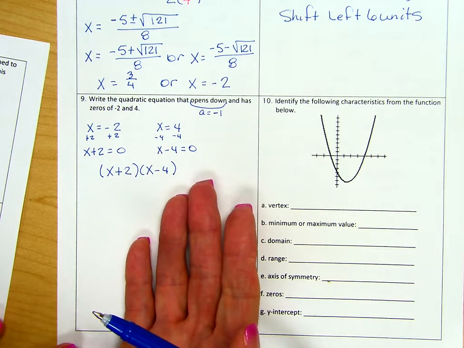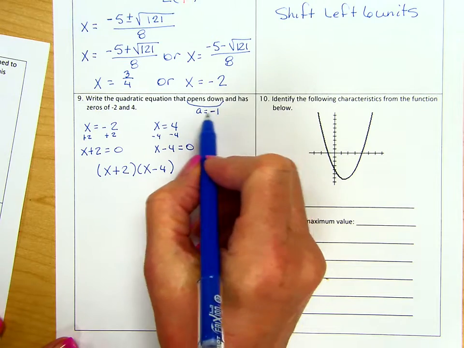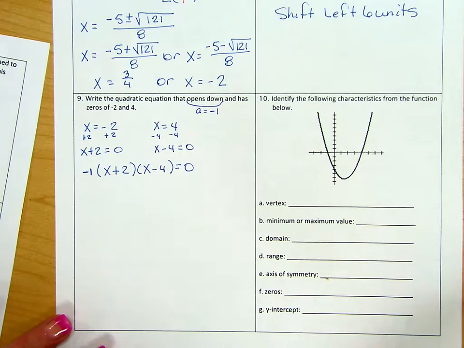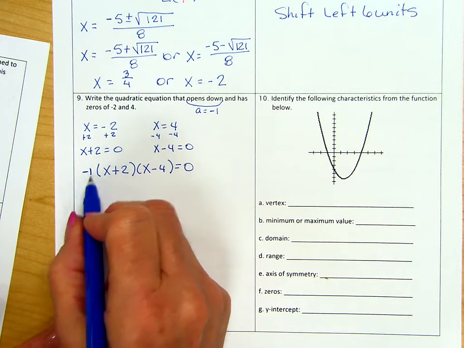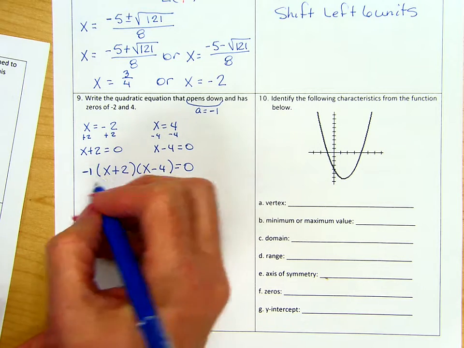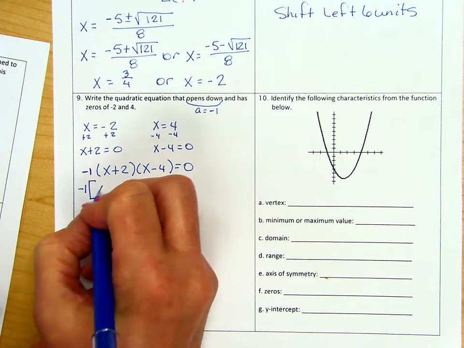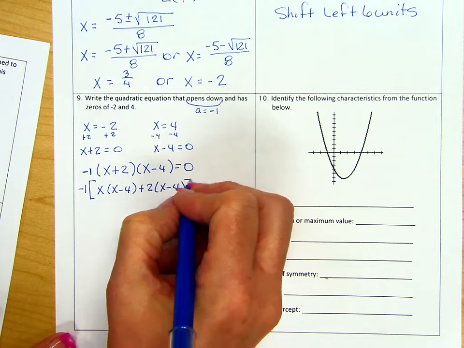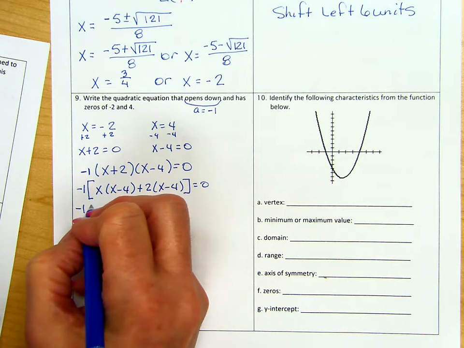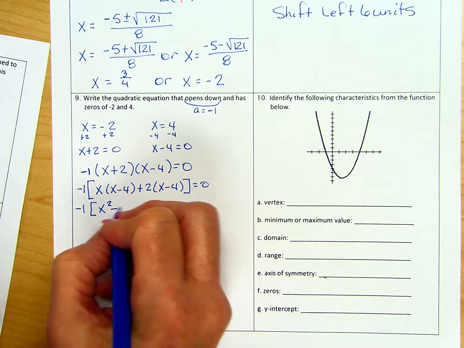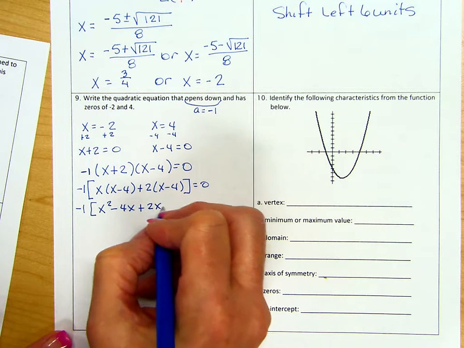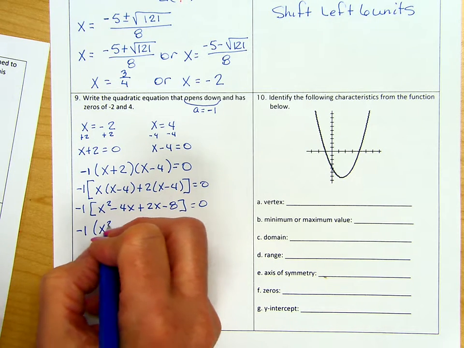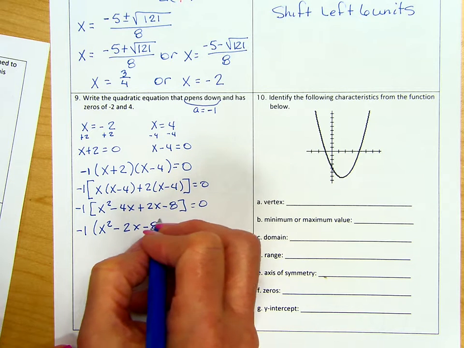Now what I need to do is multiply those together, but remember that it's opening down, so we have a -1 that we're going to have there. We'll go ahead and set this equal to 0. I'm going to ignore the -1 until I'm finished with this multiplication. So I have x minus 4 times x plus 2. Do my distribution, x squared minus 4x plus 2x minus 8. Combine the like terms, so we get x squared minus 2x minus 8.